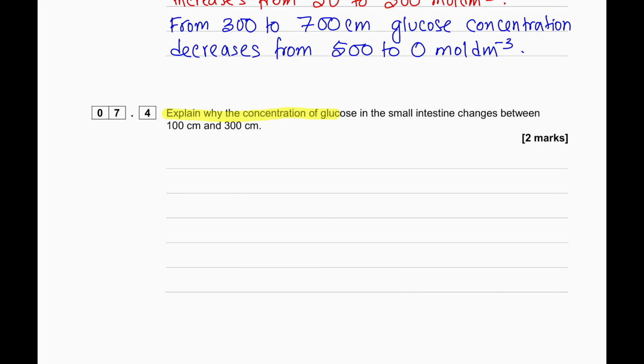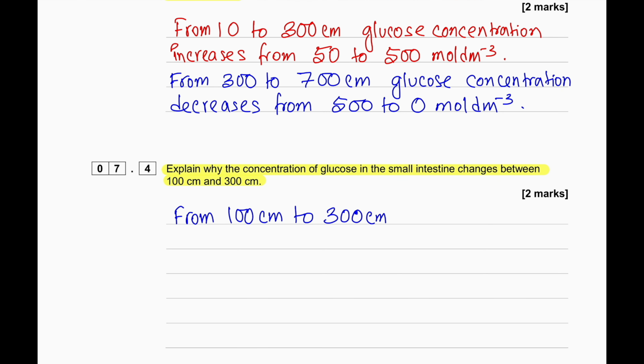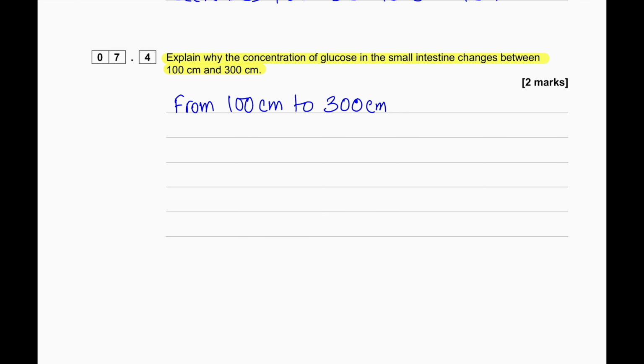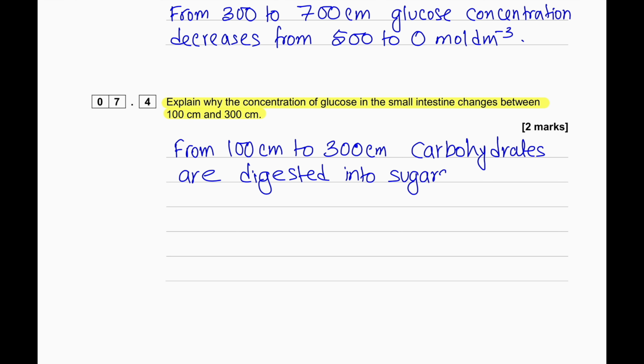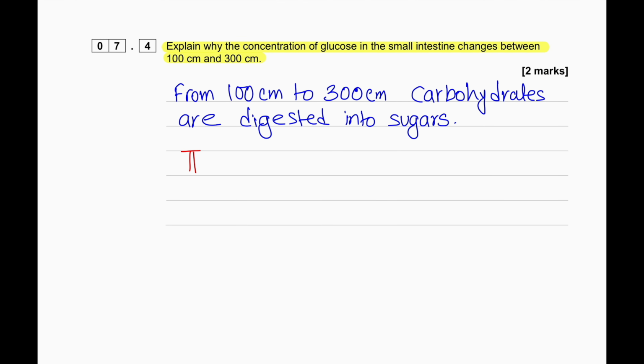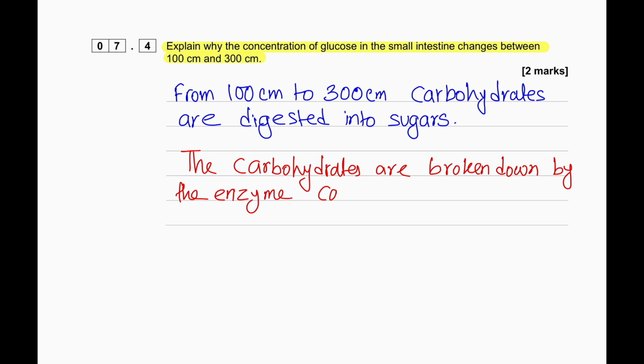Explain why the concentration of glucose in the small intestine changes between 100 centimeter and 300 centimeter. So basically, in the first portion of the small intestine, the carbohydrates are still getting broken down into simple sugars, which are glucose. The breakdown of carbohydrates is actually occurring by an enzyme. The enzyme is amylase in this case.